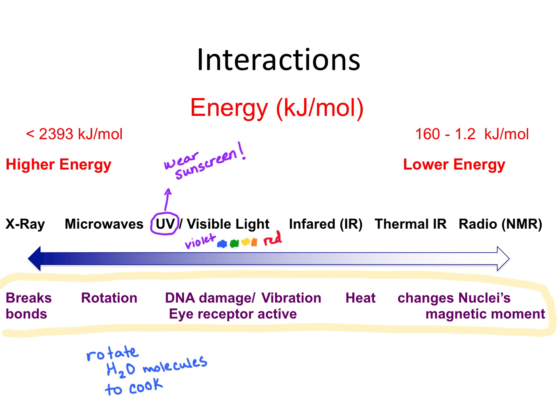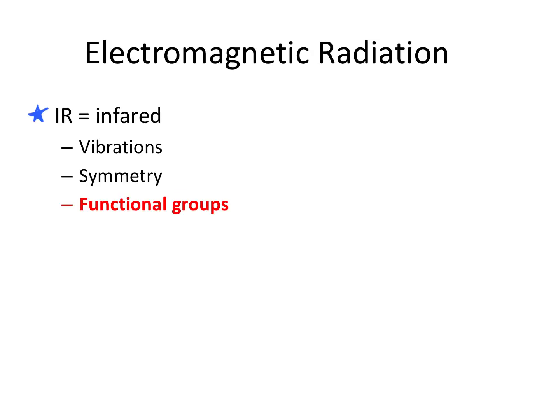So now that we have a general idea of how energy reacts with molecules, let's talk specifically about the types of spectroscopy that we're going to learn about. The main thing we want to talk about for spectroscopy is called IR. It's for the infrared region. The way that IR reacts with molecules is that it causes the bonds to vibrate. If you have a specific energy frequency, it will cause certain types of bonds to vibrate. And that's how you're going to know what types of bonds you have in a molecule.